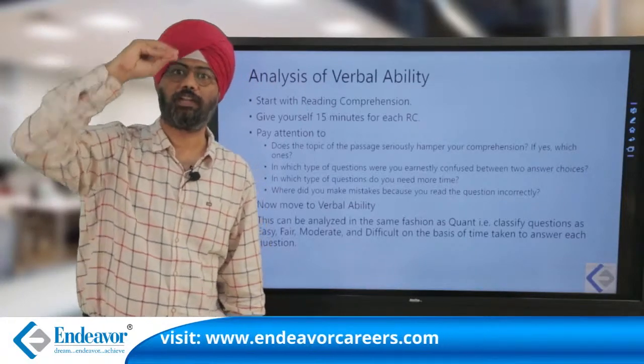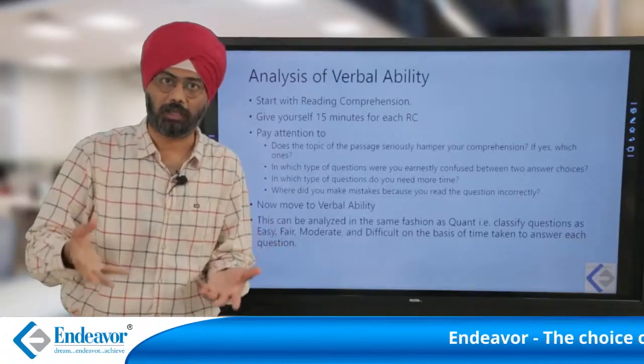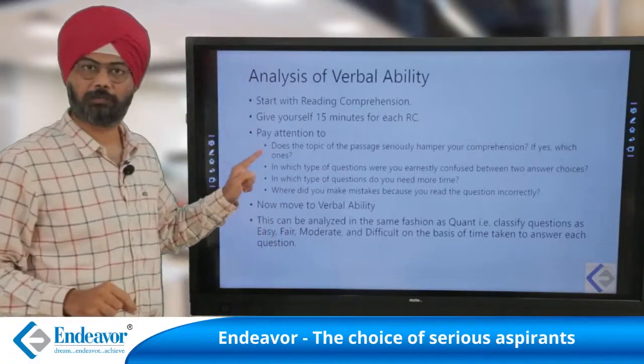Is it asking me to find an inference? Is it asking me to identify something from the passage? What is it doing? You have to make a note of all of these problem types.